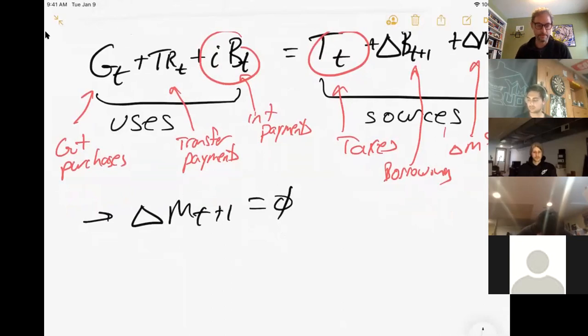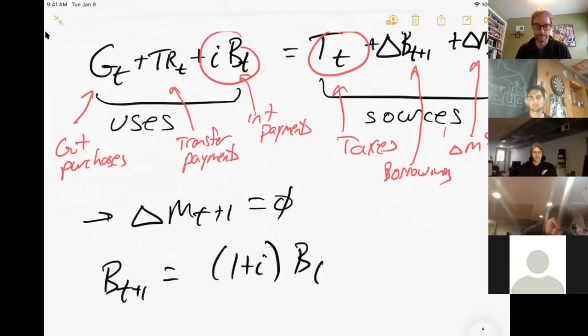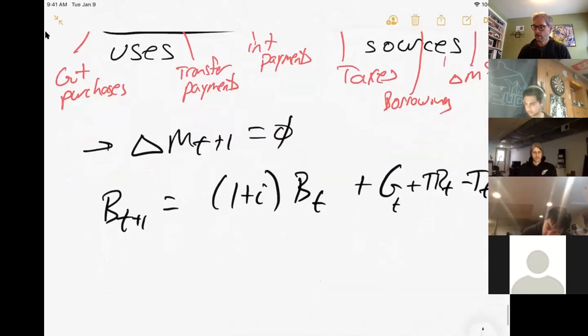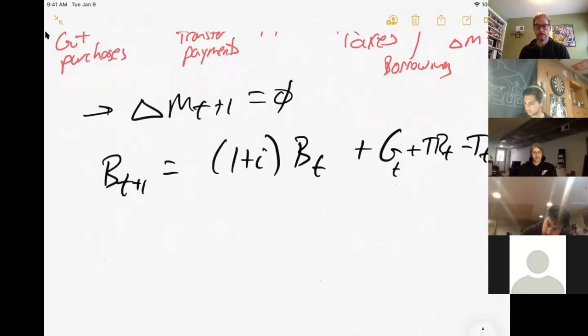Given that, another way of thinking about this is you can rewrite this budget equation in this way. So just rewriting, you can think about it as, what is our government debt next period? It's the government debt this period plus what we pay in interest on the debt. And then this is our deficit.